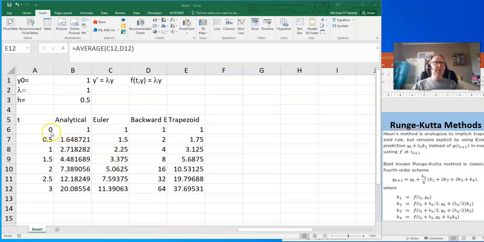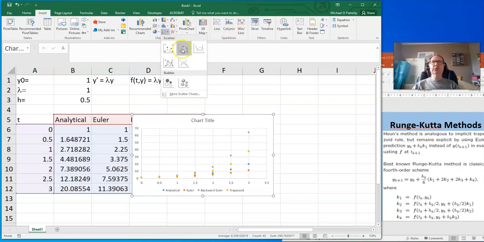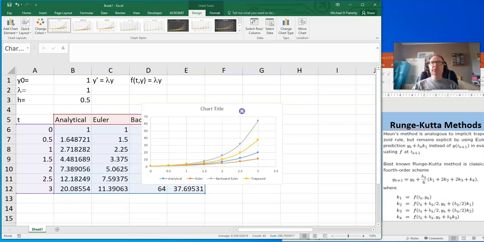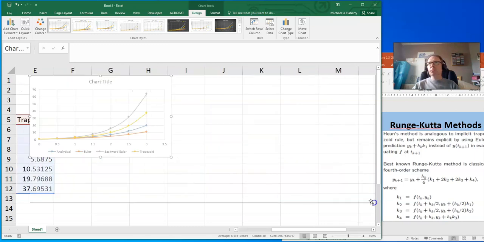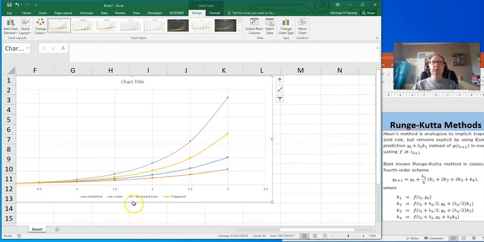Now I'm going to try comparing these by plotting them against each other. So I select all of these now, go to Insert, I select Scatter Chart, and select the Scatter Chart with the symbol showing the actual points of the calculations. And plot it out there. Let's try and enlarge this slightly.